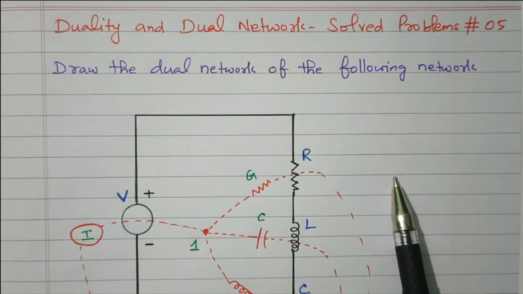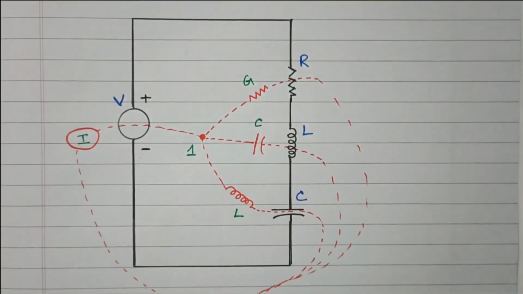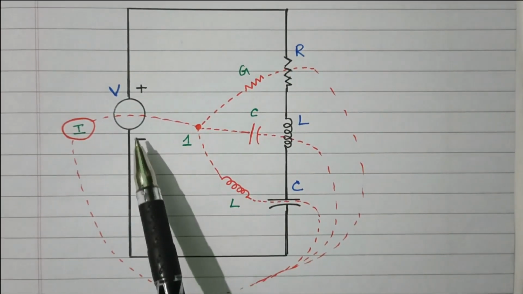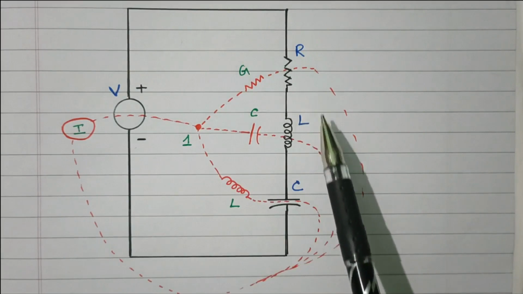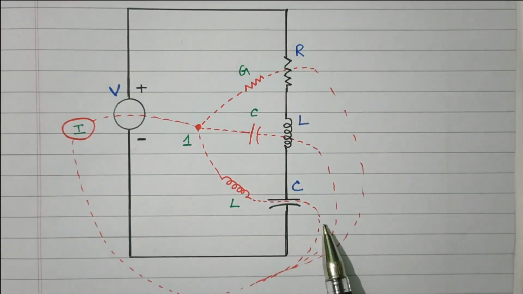Now we'll go to the topic. We need to draw the dual network for the network shown in the diagram. So this is the given network. The voltage source, resistor, inductor and capacitor are connected in series. We need to convert this network into a dual network.